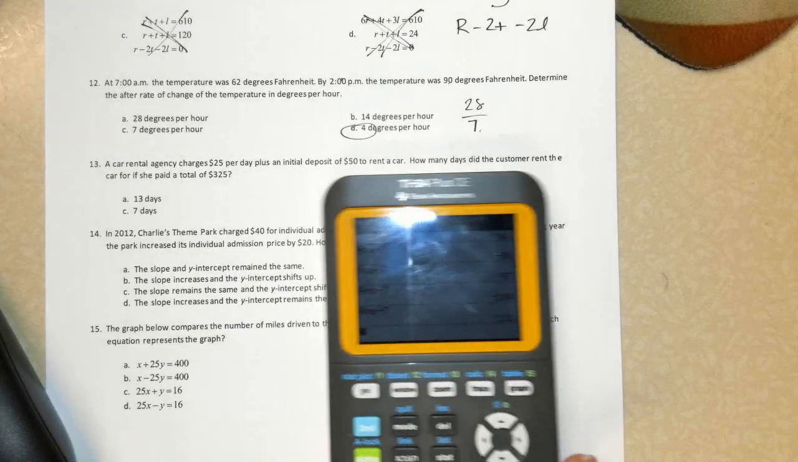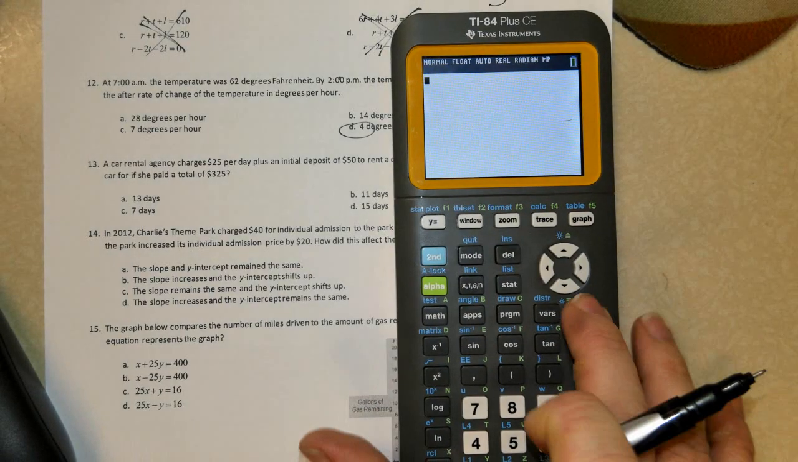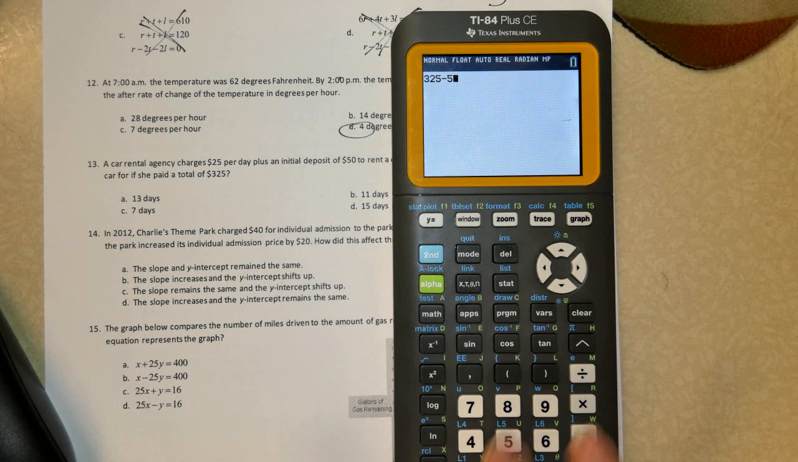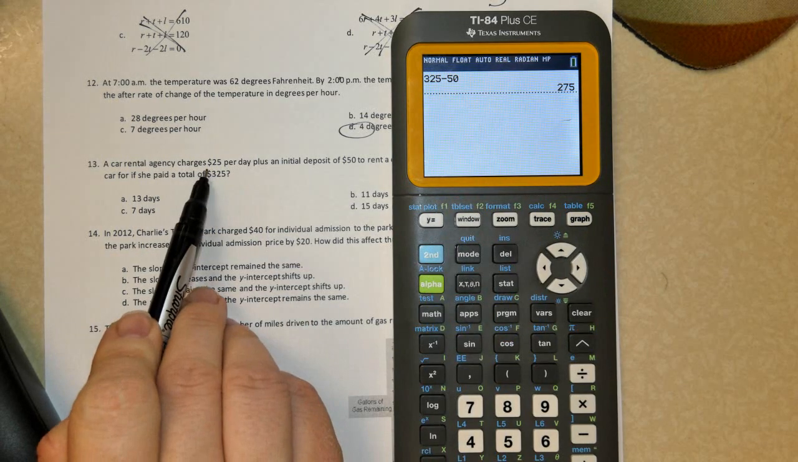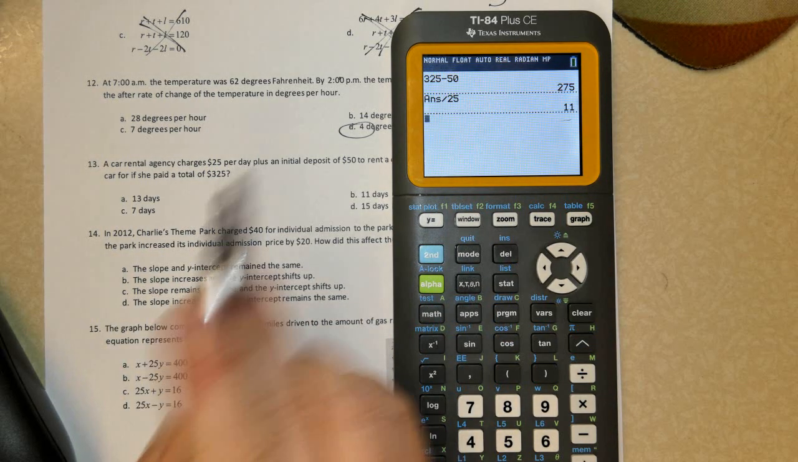Now, rent a car, it costs an automatic $50 to deposit money. So from your total, you're going to take away 50, and with the remaining money, you get $25 per day. Divided by 25, that gives you 11 days.